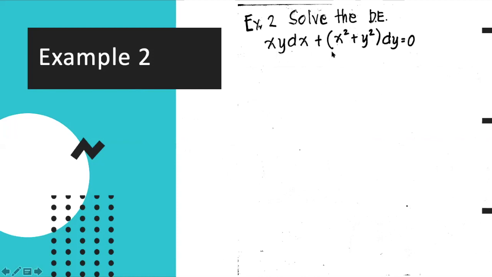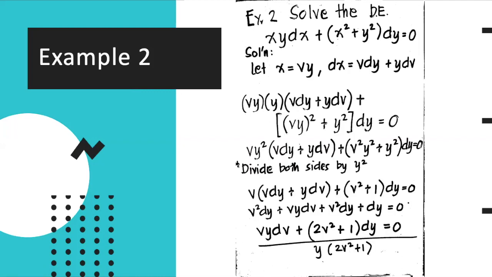xy dx plus, ito naman yung other way. So kanina ang ginamit ko is y equal to vx. Ngayon naman, ano yung mas konti? Yung number of terms. Yung sa dx, di ba? X, sir. Yes. So gagamitin ko naman is x. Okay, I will let x equal to vy. So if I'm going to replace x by vy, ganun din yung differential. Yung dx, papalitan ko rin siya.